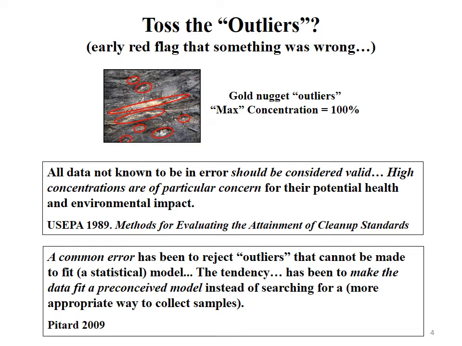So tossing the outliers, that was an early red flag that something was wrong with what we were doing. Imagine this, back to the geology side, if we were exploring for gold in your backyard or gold anywhere, and some of the samples came up 100% gold, so you're actually finding gold veins and such. Would you really toss those outliers? If you did that, I can tell you for a fact in the mining industry, you'd lose your job pretty quickly. It doesn't make sense at all.